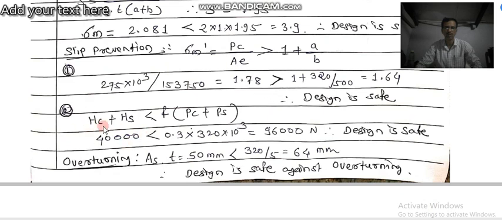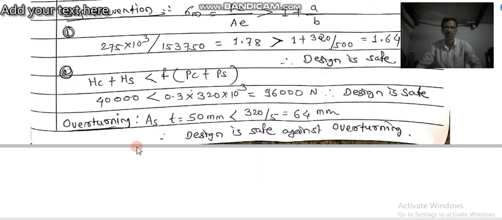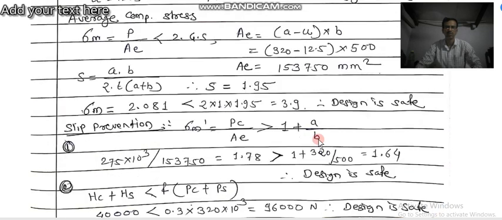Just go for the next step, next slip prevention step. HC plus HS must be less than F times (PC plus PS). So here if you check this, HC plus HS is 40,000 and this right hand side is 96,000, so left hand side is less than right hand side, therefore design is safe. The last step is check for overturning. As T is equal to 50 mm, which is less than 320 by 5 equal to 64 mm, the design is safe against overturning. So these are the steps.